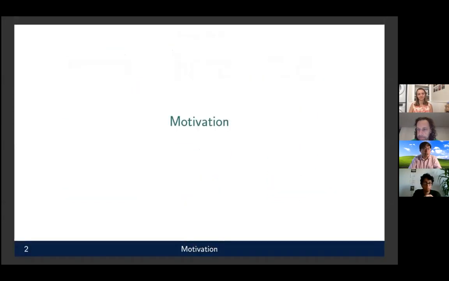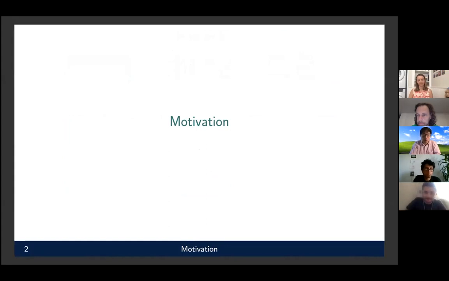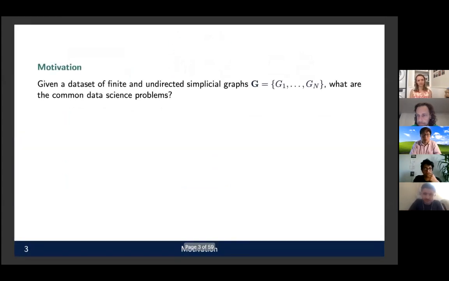So today I'm going to talk about a situation where, suppose you have a data set with a collection of graphs, and you want to do some data science with them, and can persistent homology help with that task? So let's say we have a data set of finite undirected simplicial graphs, so no self loops, no double edges, and so on. And what are the data science problems that you might want to do?